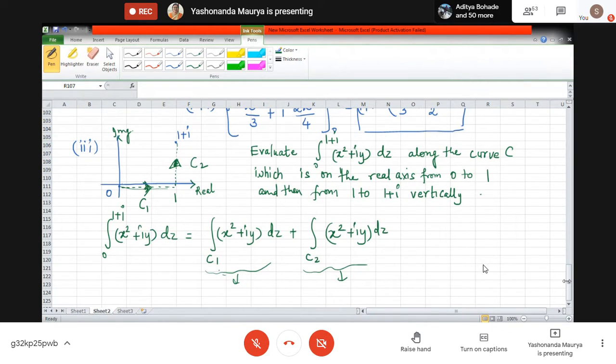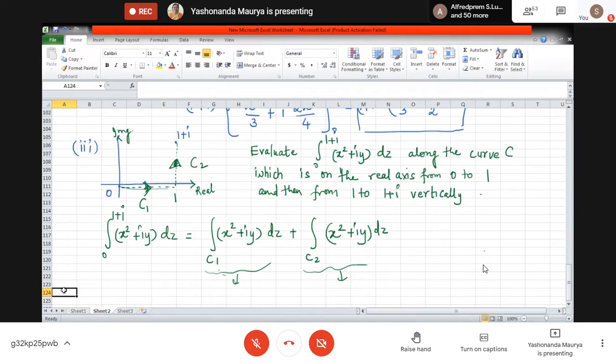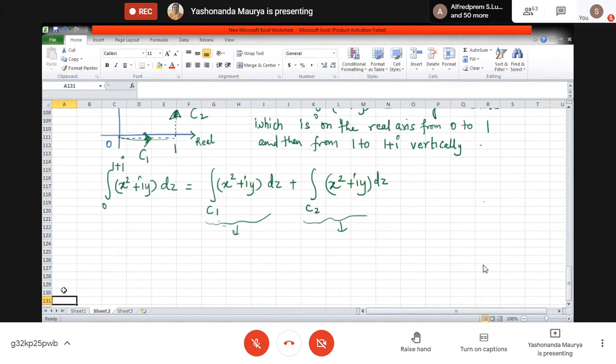Now along the curve C1, can you tell me what is the equation of this curve C1 that we have just now written? What will be the equation of the curve C1? We are on the real axis, so you need to tell me what is the equation of the real axis.